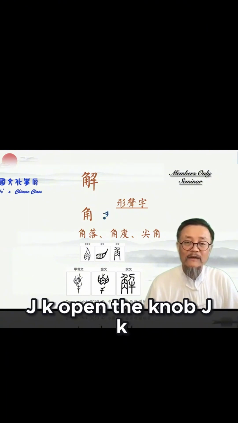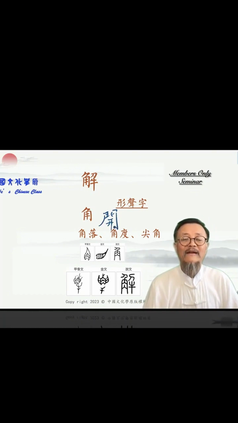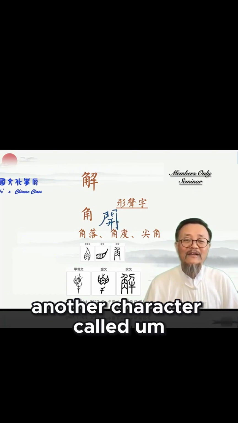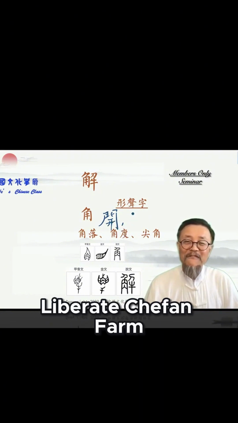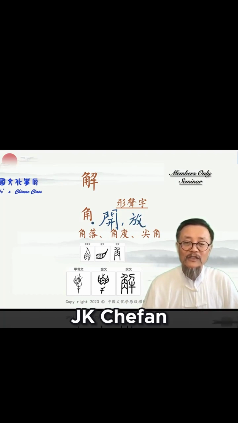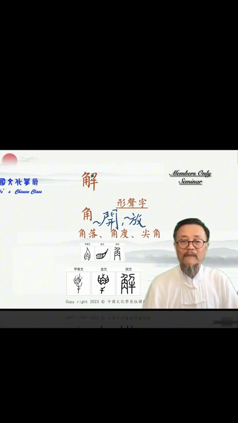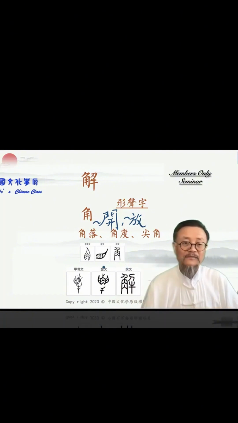解. Oh, I can provide you another 词 here for 解. 解开, open the knot. 解开. Another character called liberate, 解放. 放 means let it go. 解放, 解开, 解放. They use a knife to cut it in pieces.